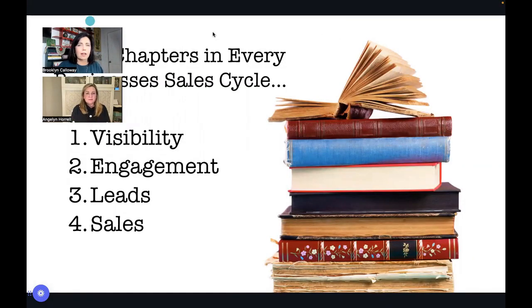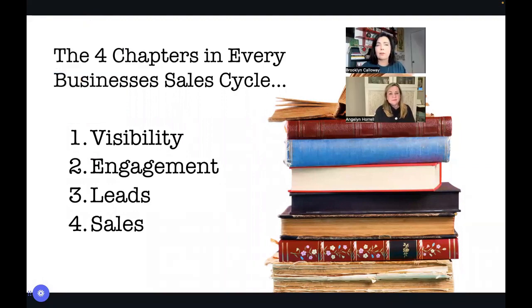So first, let's talk about the 4 chapters in every business sales cycle. The first one is visibility. The second one is engagement. The third one is leads. And the fourth one is sales.